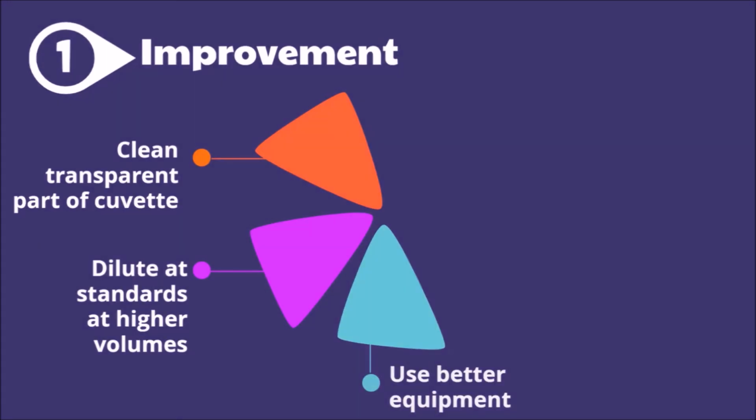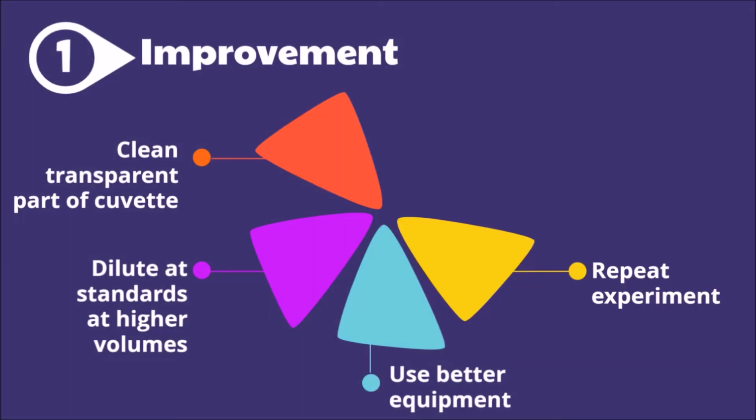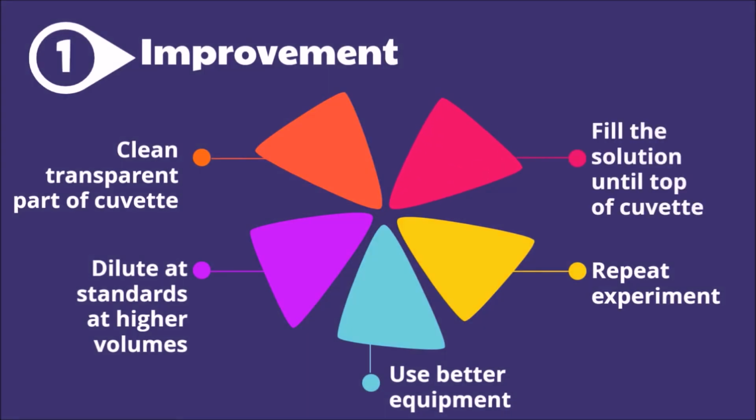Using better equipment, such as a pipette that will measure out the right volume each time, makes it easier and more accurate to do dilutions. Repeating the experiment several more times can give us a better average, leading to a more accurate result. Filling the cuvette with the appropriate amount of sample will ensure that all of the UV light passes through the sample, giving a more accurate result.